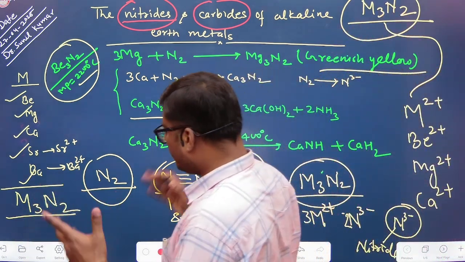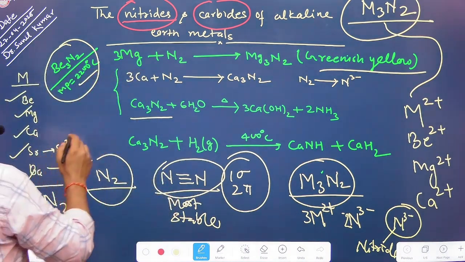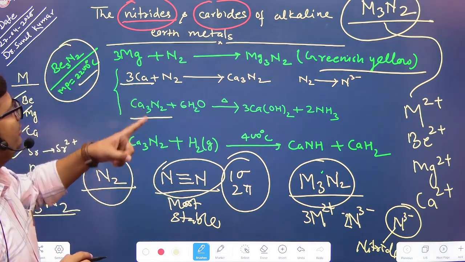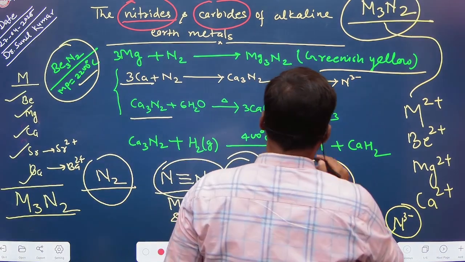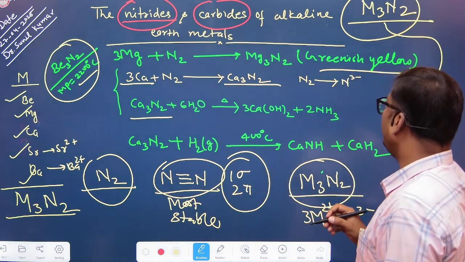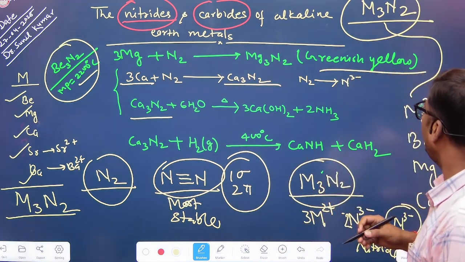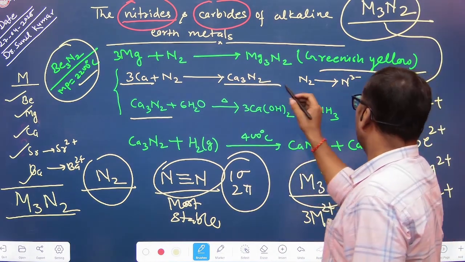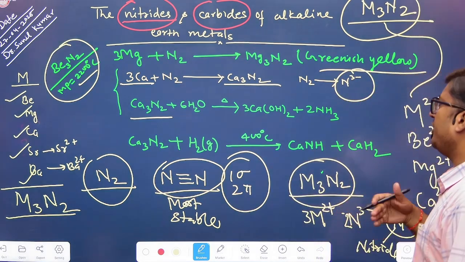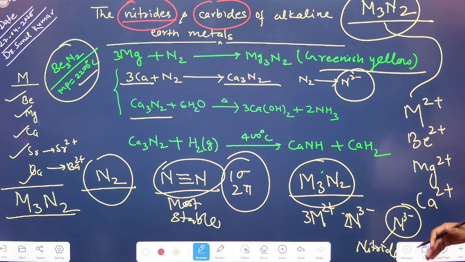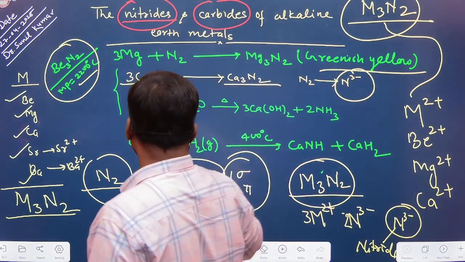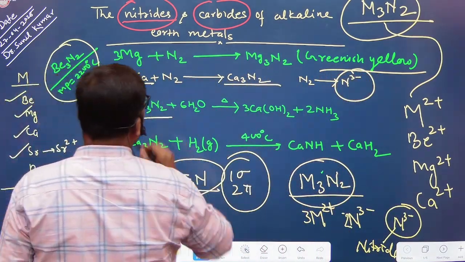And in the case of calcium, 3 volumes of calcium will react with 1 volume of nitrogen to form a similar structure, that is Ca3N2, calcium nitride. And here also it contains N3-, right? So what is the property of such nitride compounds? That will be highlighted through this particular type of reaction, right?